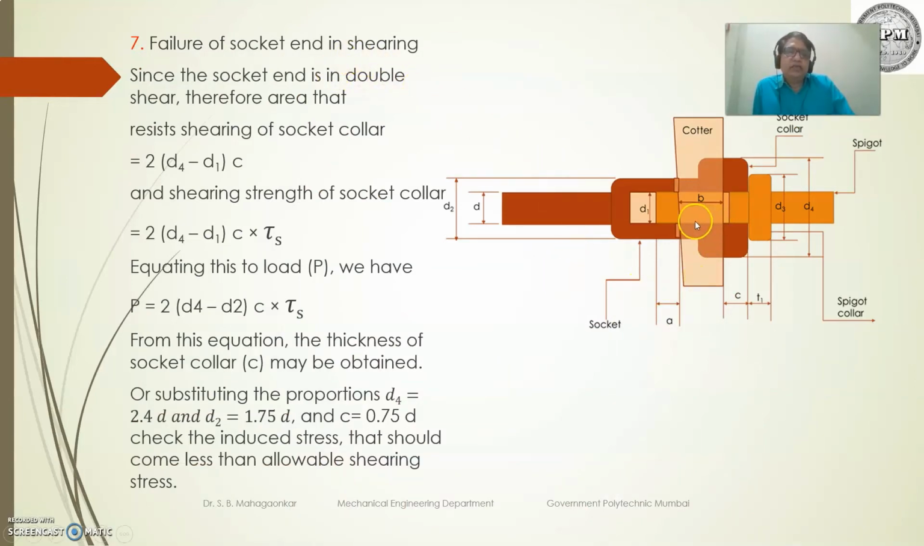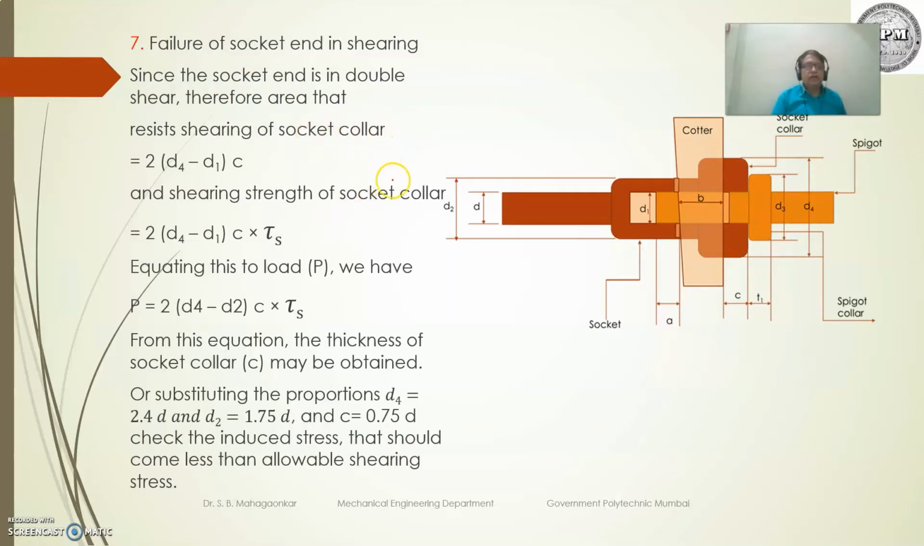Next one is the failure of the socket end in shearing. Socket end, so this is this part. Socket end in shearing. So this is the socket. The socket end will be of this one, so that means this dimension. So that is what you are designing. It will fail over here.